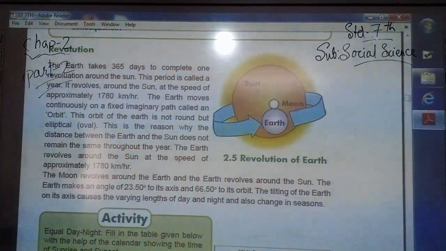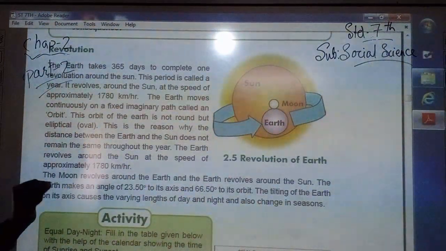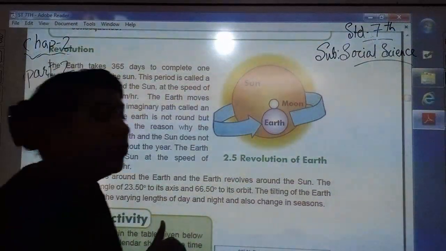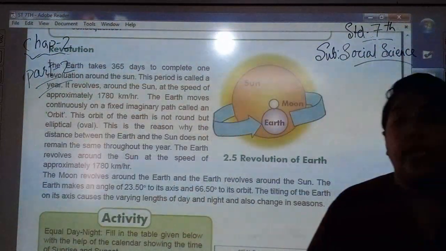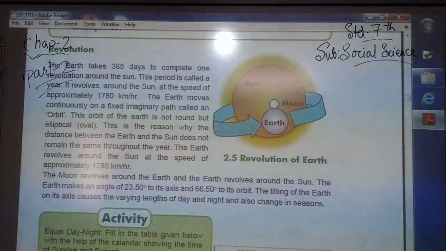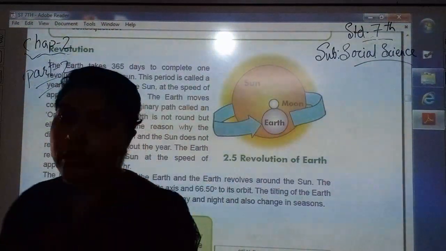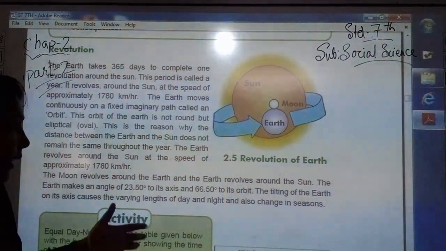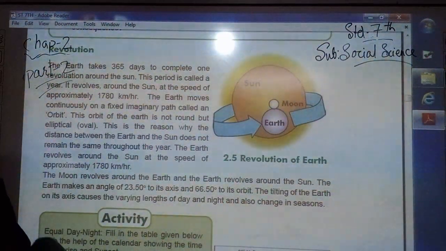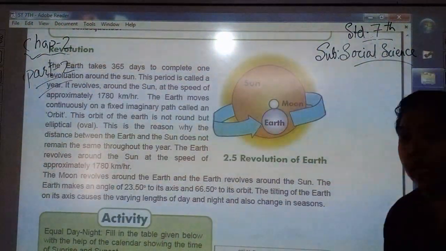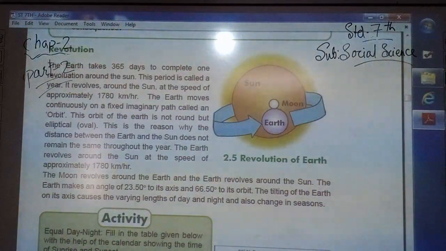The tilting of the earth on its axis causes varying lengths of day and night and also changes in the season. Means जो धरती अपने आप में घूमती है, उसके साथ जो revolution करती है, उस वजह से भी we have day and night, like sometimes the longest day, 21 June, is the longest day of the earth. सबसे लंबा दिन माना जाता है and the shortest day is also there, and with that the seasons are also changing. Understanding this thing?